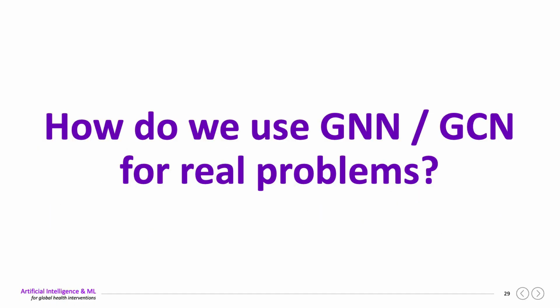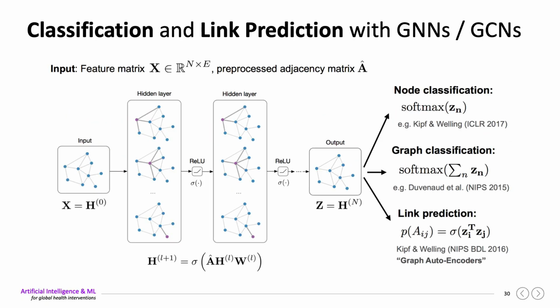Now, how do we use a GNN or GCN for real problems? The answer depends on whether we want to predict something about individual nodes, about edges, or about the whole graph. Let's make that precise. Now we consider classification and link prediction with GNNs and GCNs. The input is a feature matrix X, which lives in R to the n by e. That is n nodes each with an e-dimensional feature vector, together with a preprocessed adjacency matrix A hat.